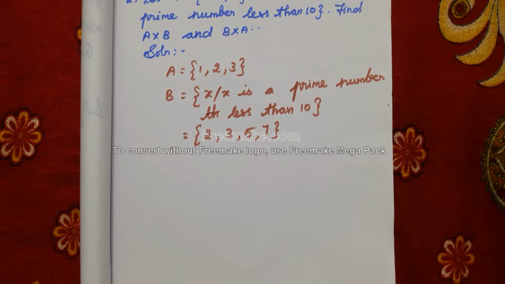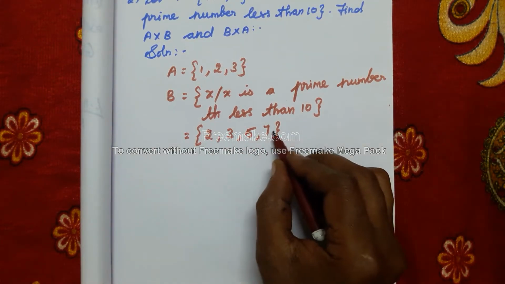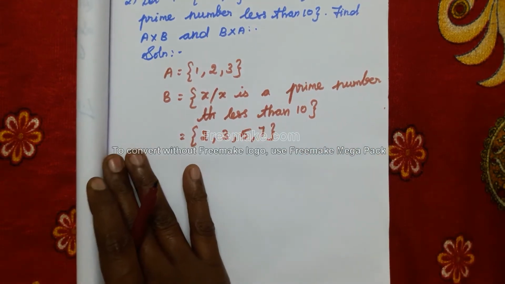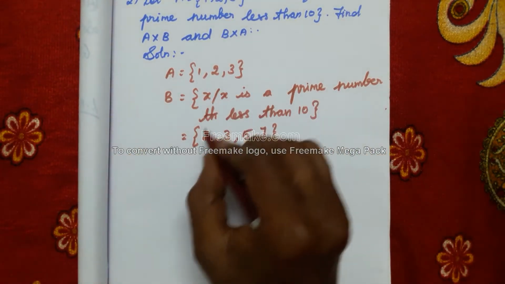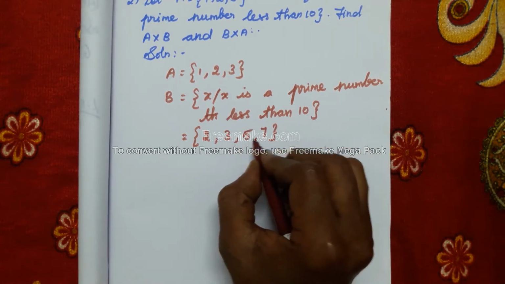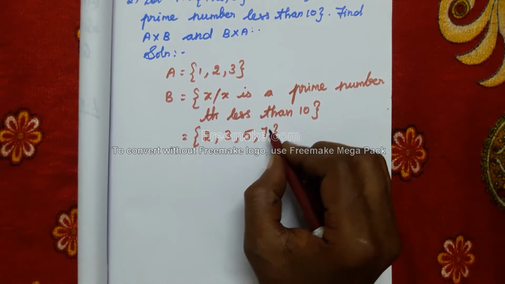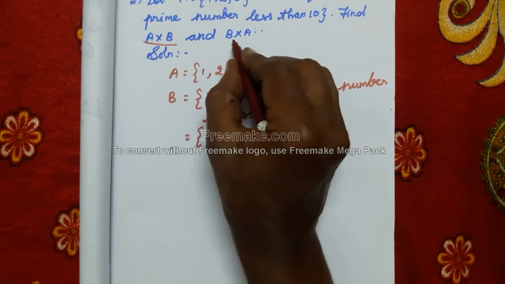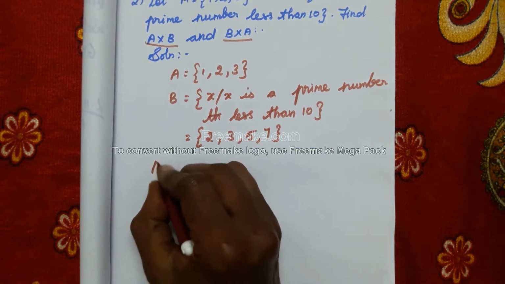A number having more than two factors is called a composite number. So 4 has 3 factors, 6 has 4 factors, so those numbers are not prime. Here 2, 3, 5, 7 are prime numbers. One is neither prime nor composite. Have you understood this? What are the prime numbers less than 10? 2, 3, 5, 7. Don't forget. Now we have to find A cross B and B cross A.